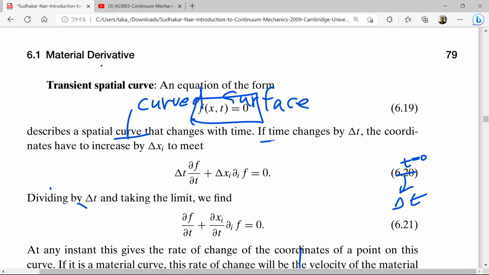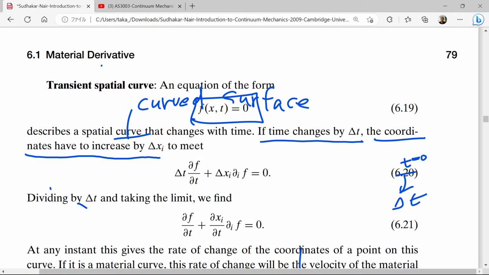So if time changed by delta t, the coordinates have to increase by delta xi. Yeah, this is more or less the particle. Okay, I think the same particle.